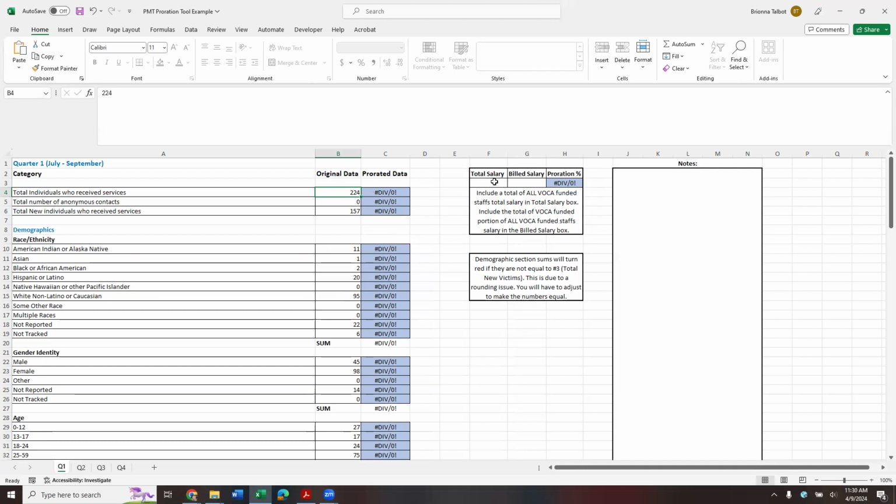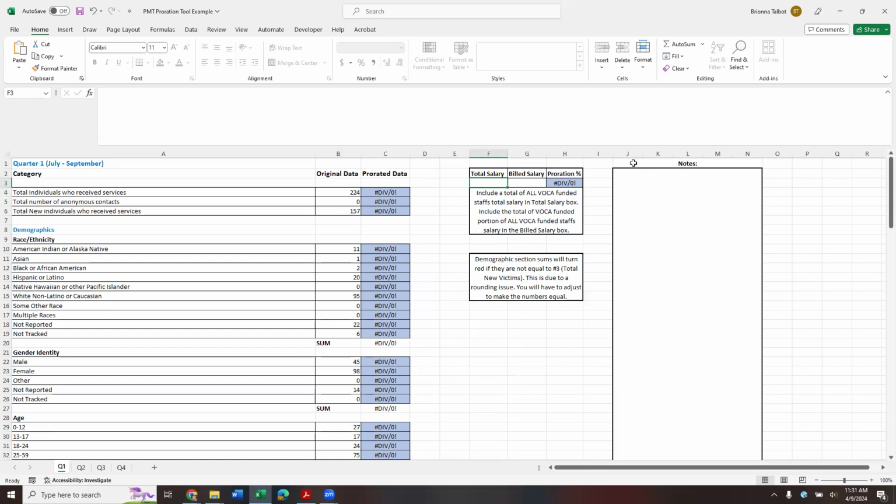So like I had mentioned, there are a couple different options. The first option that we're going to talk about is based on your total agency amounts. So what you're going to do is either find the percent of your agency budget that is allocated to your VOCA grant. So if you have a total agency budget of, let's say, $500,000 a year and your VOCA grant is $50,000 a year, then your proration percent would be 10% because 50,000 makes up 10% of that 500,000. Hopefully my math is correct there.